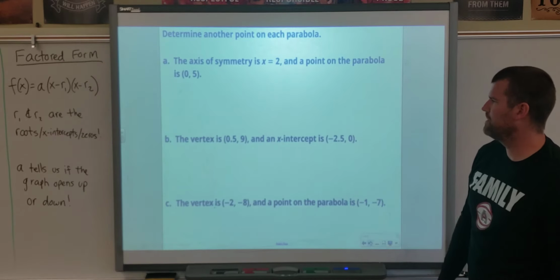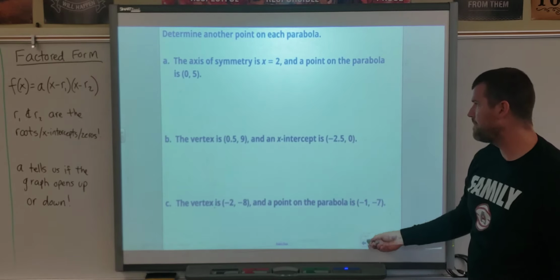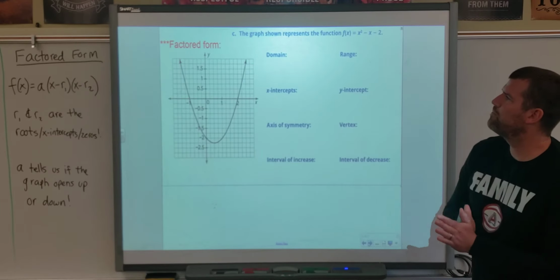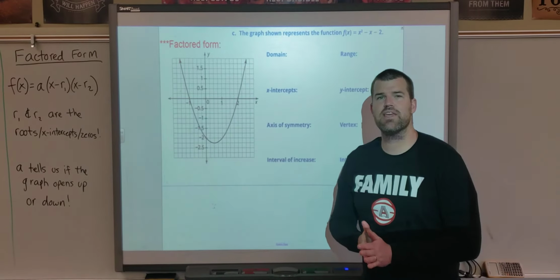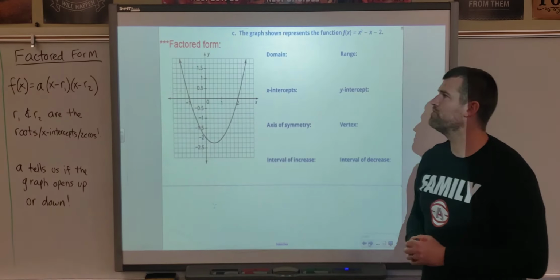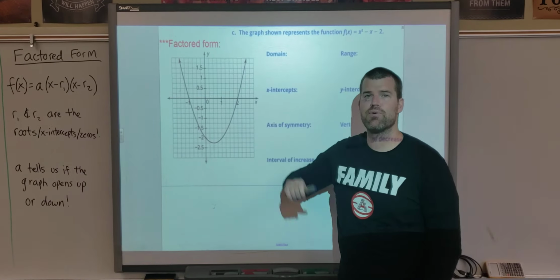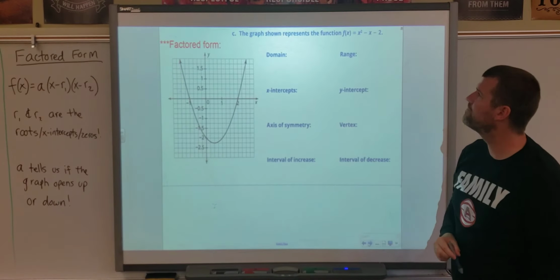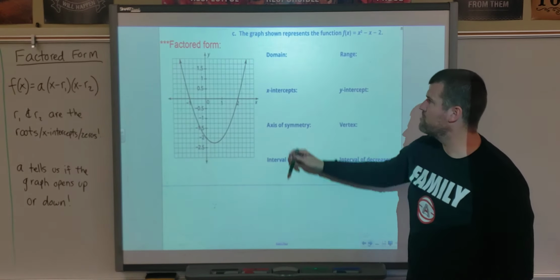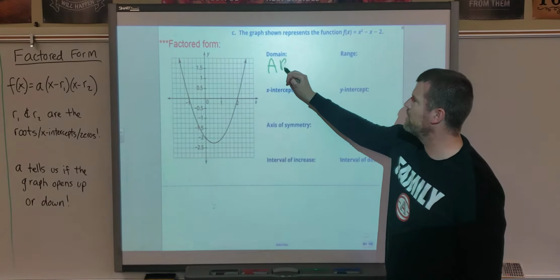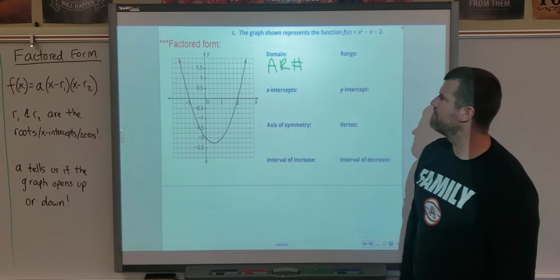We've actually done quite a bit of these as well. All right, we're going to go through some of the key characteristics of the graph again, make sure we're doing okay with this vocabulary, and then after we go through that, make sure we can come up with a factored form for the graph. Domain of every quadratic, all real numbers.